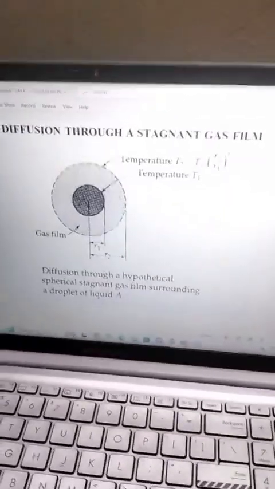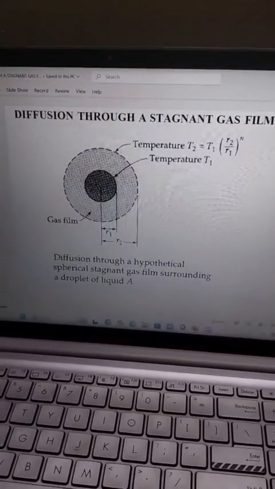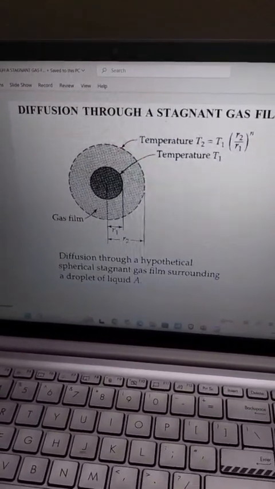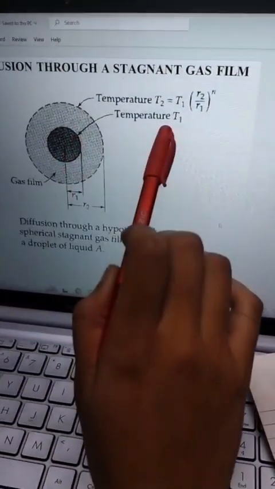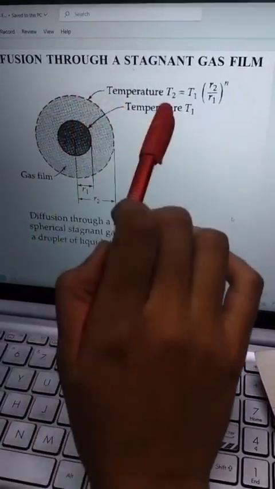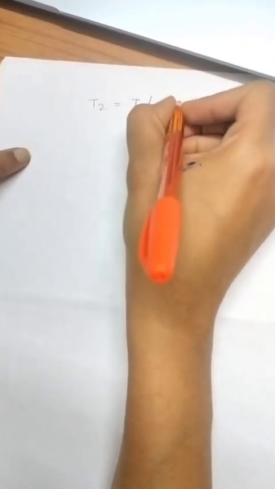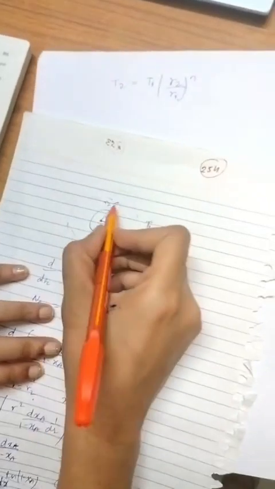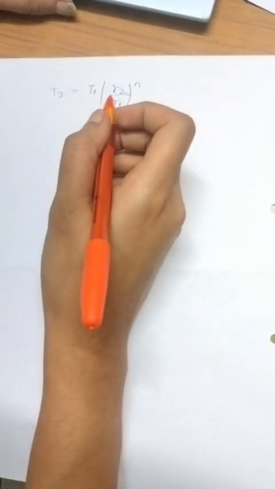The only difference is that a temperature gradient has been shown in this figure. Unlike the past question where both the liquid droplet and the gas film were at temperature T1, the droplet is maintained at T1 while the stagnant gas film is at temperature T2, and we have also been given the relation of T2 and T1. So T2 is equal to T1 into R2 upon R1 raised to n. So R2 basically is the radius of the gas film and R1 is the radius of the droplet. So the relation has been given.